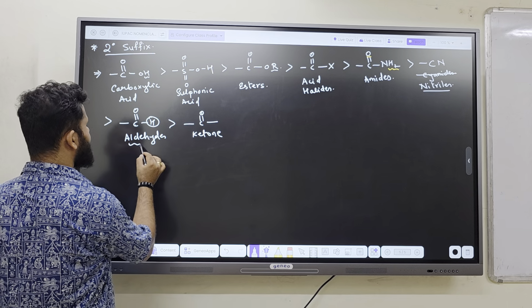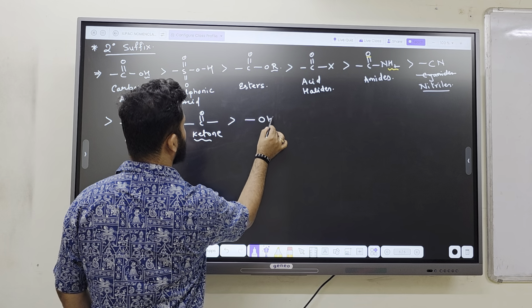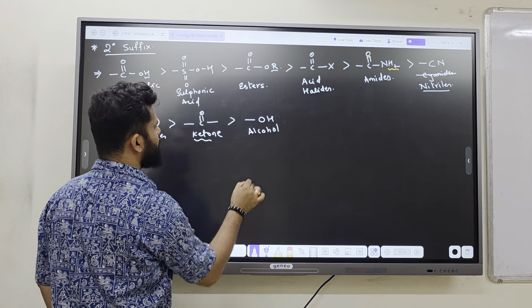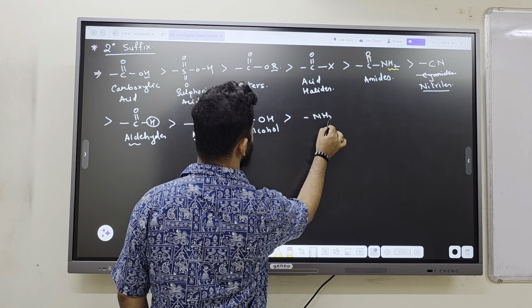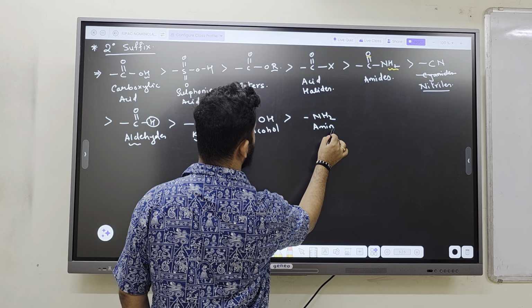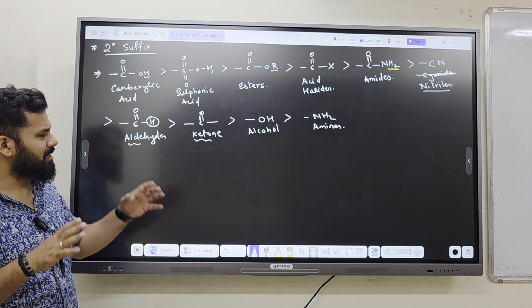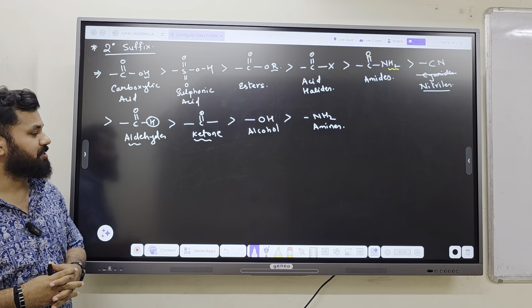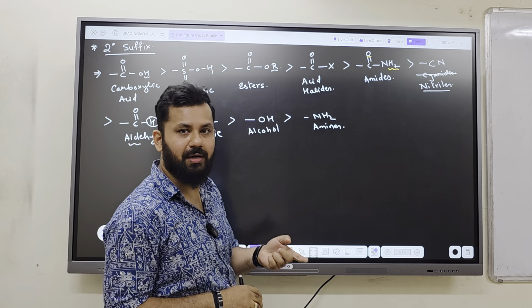So we have aldehydes, ketones, after that we will have OH. OH means alcohol. Finally, we will have amines. There are a few more functional groups, but these are the most important ones which are required for our IUPAC nomenclature. So let us quickly revise what we have done today.